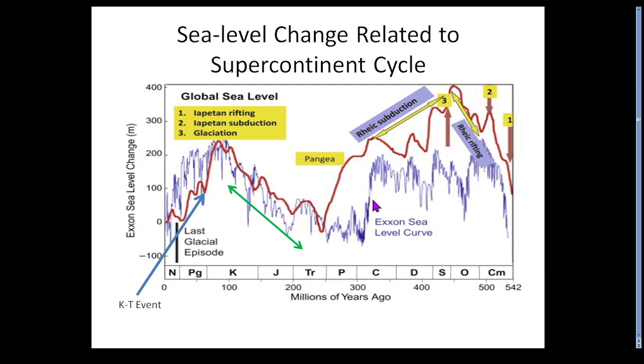And this is indicative, is that when you have rifting, sea level is high. When you have closure, sea level comes down, and when you have rifting, sea level is high, and then sea levels have been dropping since the peak in the Cretaceous.